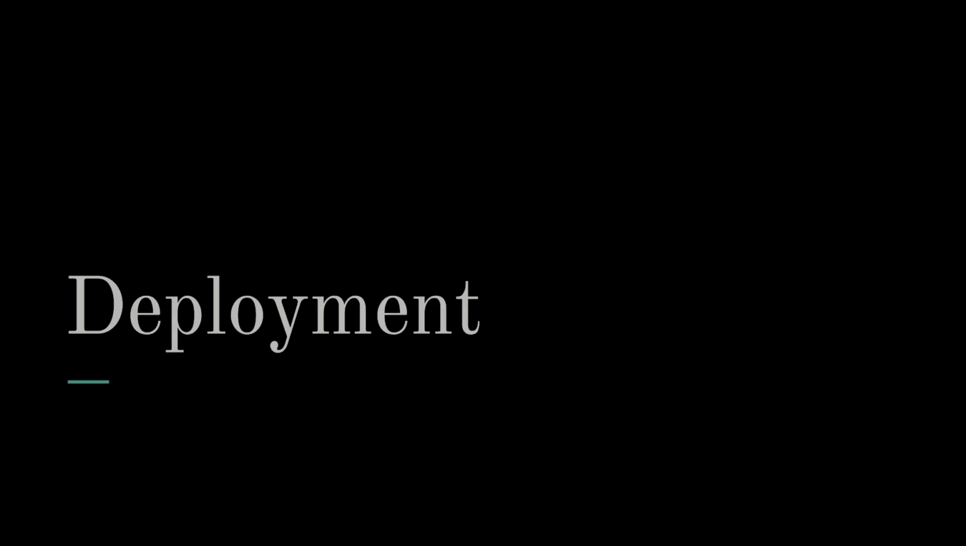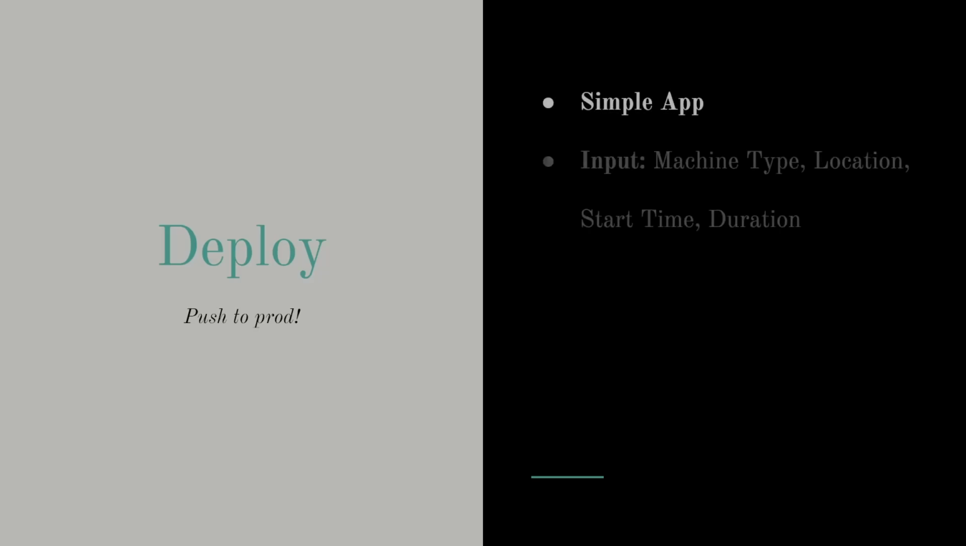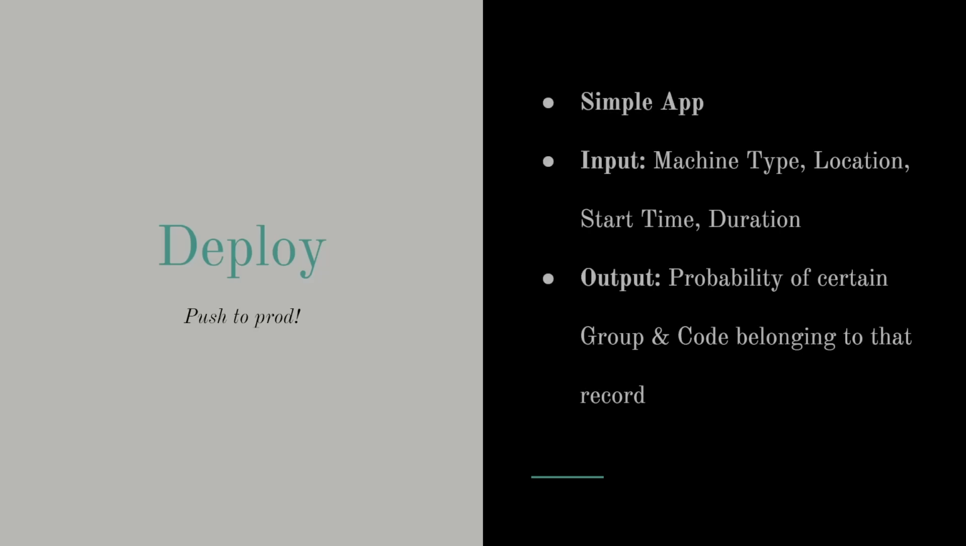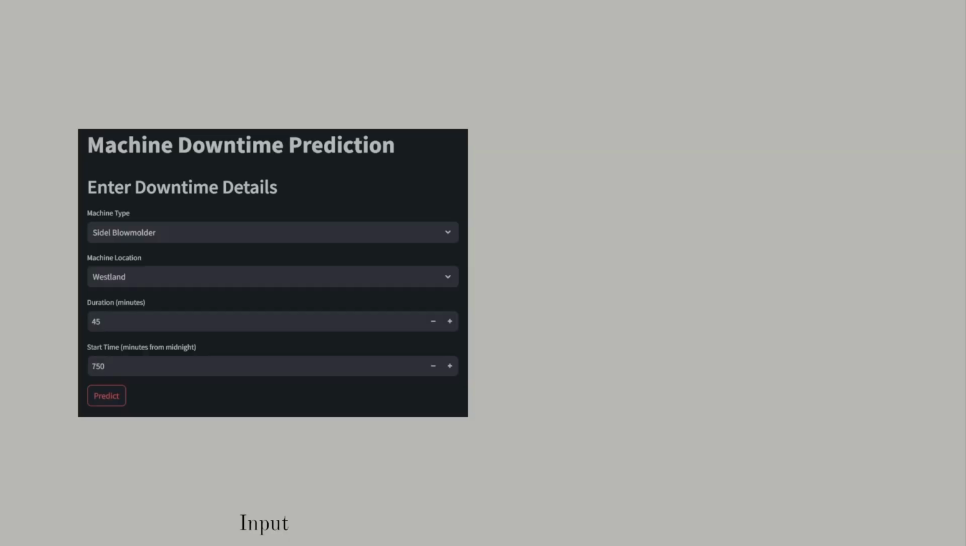So this was not required, but we wanted to demonstrate how this can be used in a production environment. To deploy that, we created a simple app where it takes input of machine type, location, start time, and duration, and it outputs a probability of certain groups and codes belonging to that record. And it will use the model that we trained. We decided to save the model as a pickle file, and it uses that to predict.